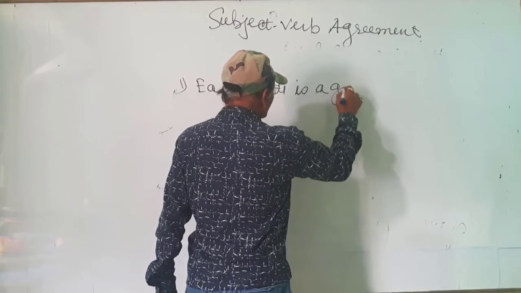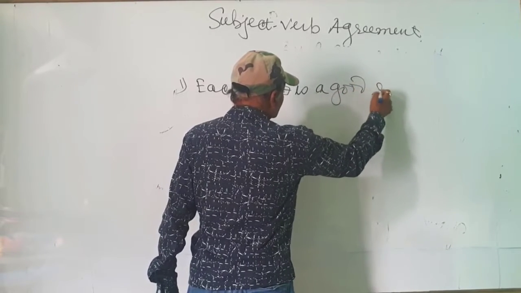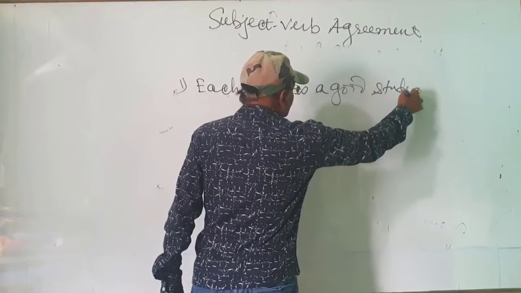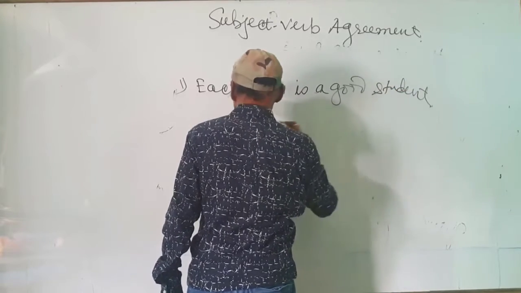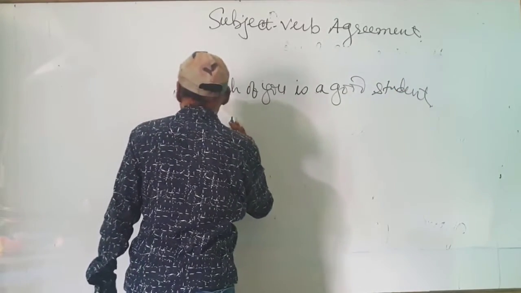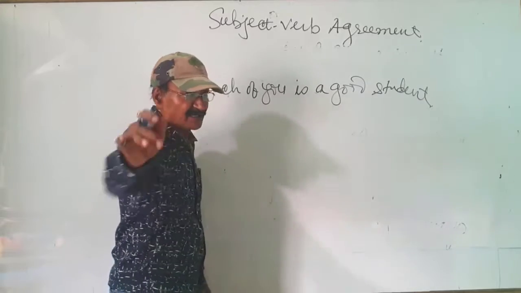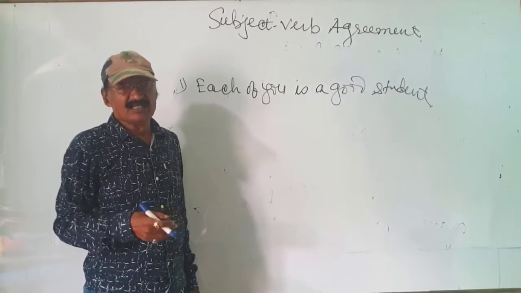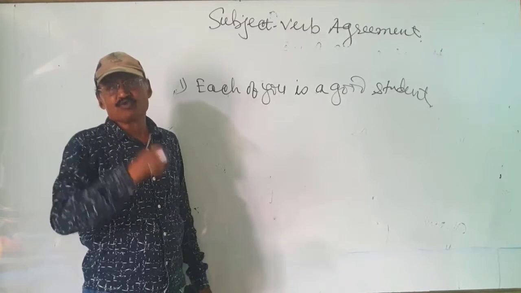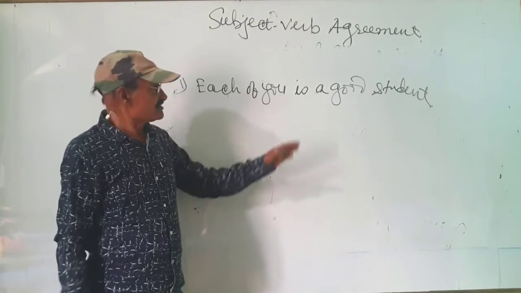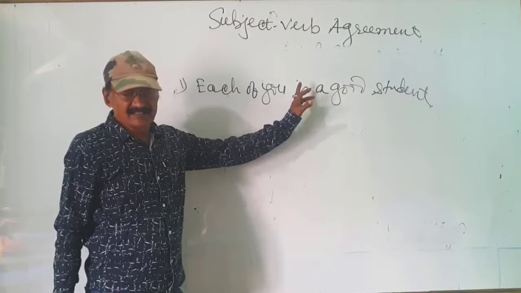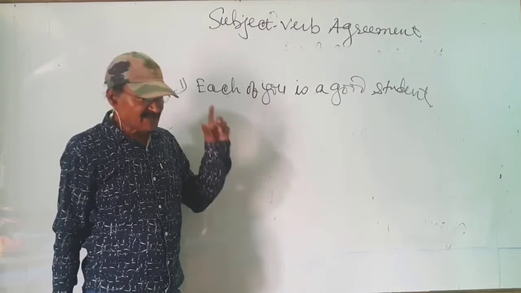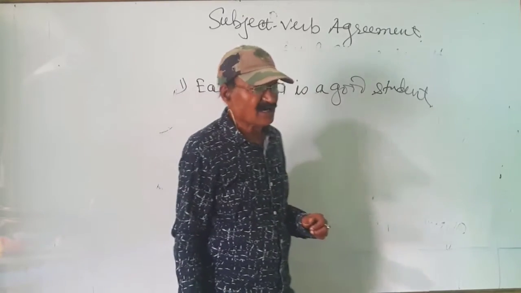Each of you is a good student. There are a number of students sitting here, and in the classes, generally you can find: each of you is a good student. Here "each of you" is used. It means a singular verb can be used after "each".